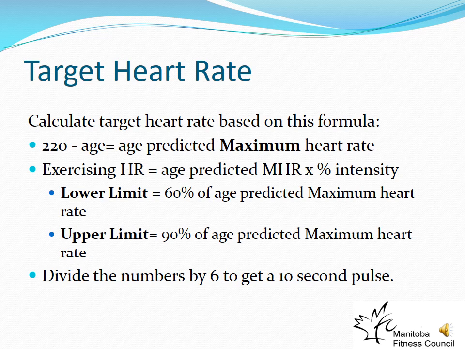And then if I wanted to get a 10-second count, I would divide it by 6. That's why back in the day you used to see those charts on the gym walls that would say, at age 20, at a lower intensity you want 20 beats per 10 seconds, and at high intensity you want 30 beats per 10 seconds. They just did this math in advance for us.